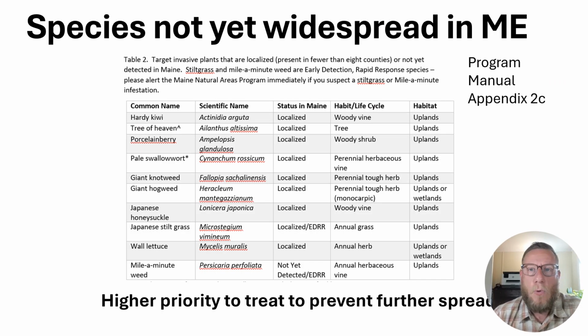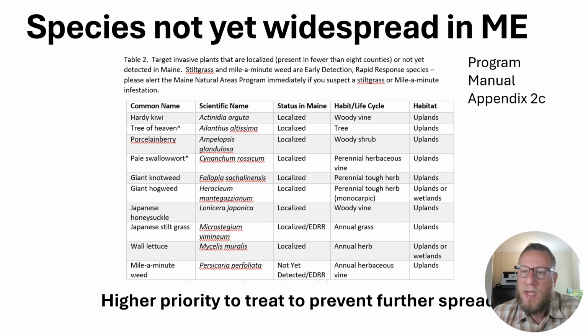This is the list of one of our invasive plant manuals. It just really goes over the concept of localized versus widespread. As we can see here, these species are all localized or early detection rapid response species. And to be considered localized, a species has to be present in fewer than 8 counties in the state.